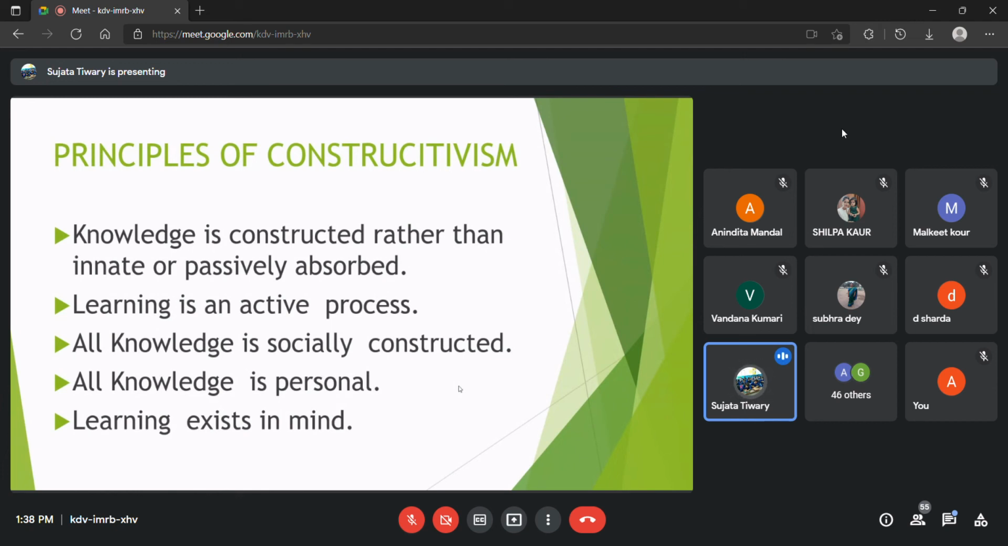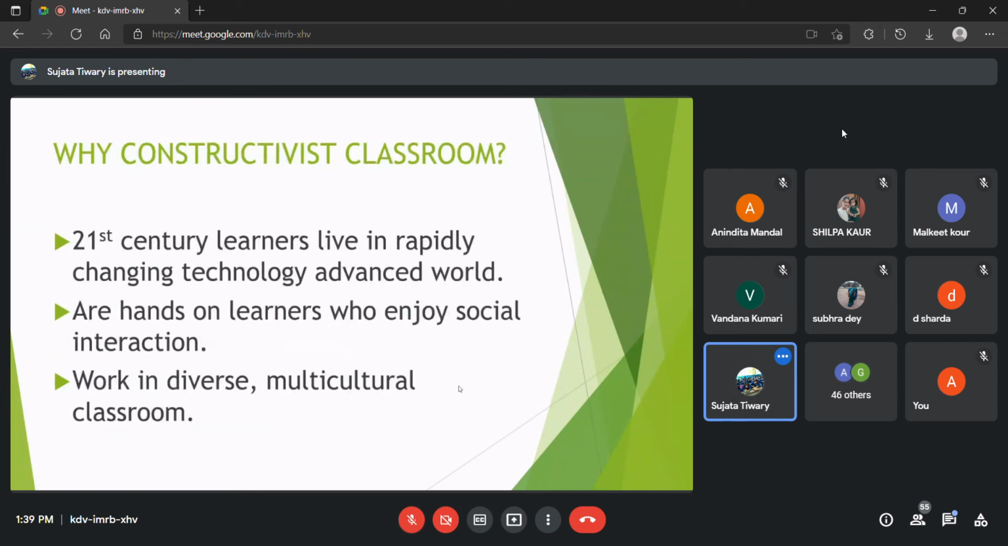Now, learning exists in mind. This means the learning needs to involve activities for the mind, not only hands-on activity. So, learning exists in mind means remembering, analyzing, critical thinking. These learnings need the mind. It is not just our hand. So, this learning exists in mind.